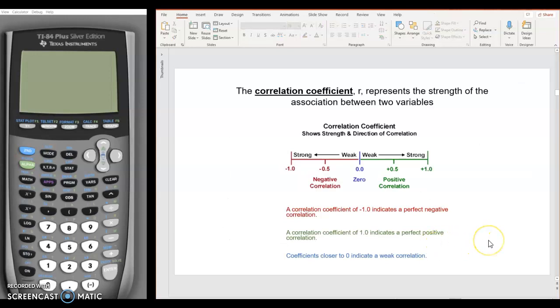We can measure this using something called the correlation coefficient, which is represented by R. Correlation coefficients can have a value anywhere from -1 to 1. A value of -1 will be a perfect negative correlation. A value of +1 will be a perfect positive correlation. Coefficients that are closer to 0 will indicate a weak correlation.